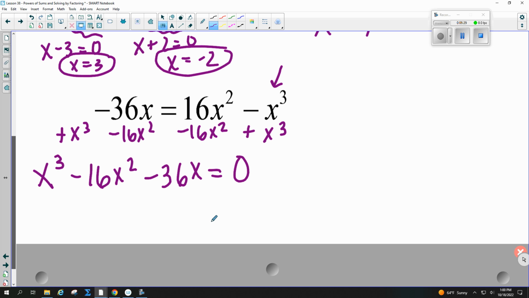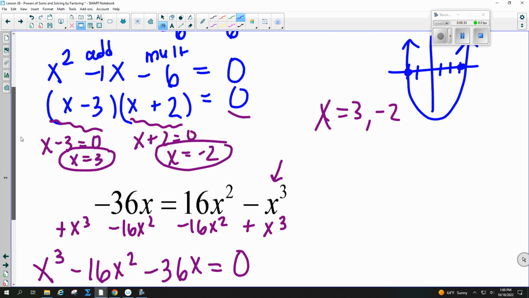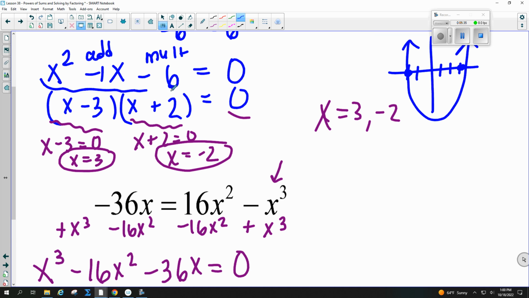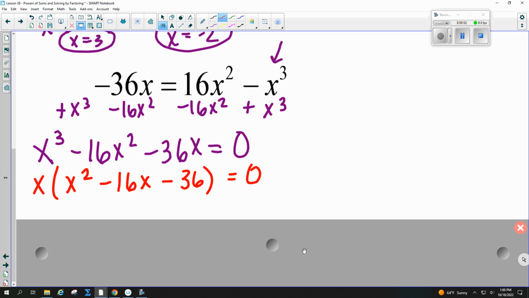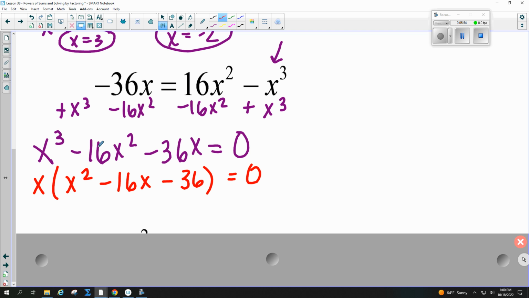All right, you always look for a GCF first. This last problem just didn't have a GCF. There was nothing common to all of those terms. This one does have something common to all three terms. What is it? It is an x. Good. So first factor out an x. That leaves me with x squared now, minus 16x, minus 36. Okay. All right, so this x just stays in front.